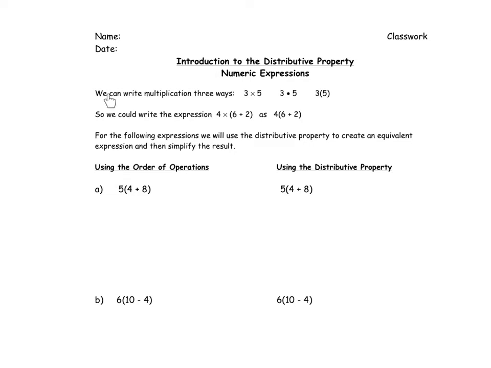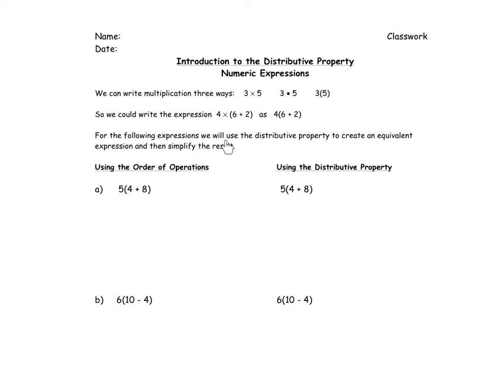So first we need to recall we can write multiplication three ways. 3 with a traditional times sign, times 5, and 3 with the dot, 3 times 5. And this is the way we're going to choose to show it today. 3 and parentheses 5. Side by side means multiply. So using that, we could write the expression 4 times 6 plus 2 as 4 parentheses 6 plus 2, because the 4 and whatever's inside the parentheses are side by side, that means to multiply.